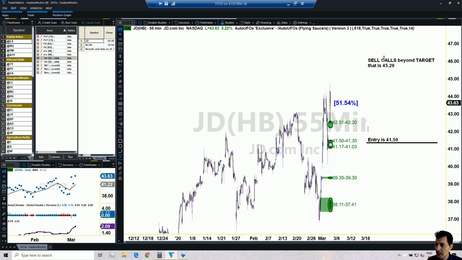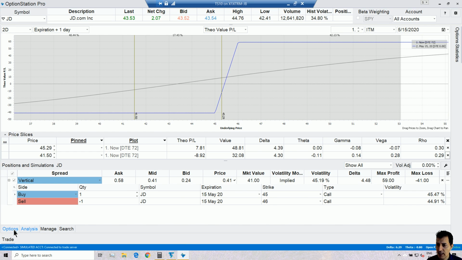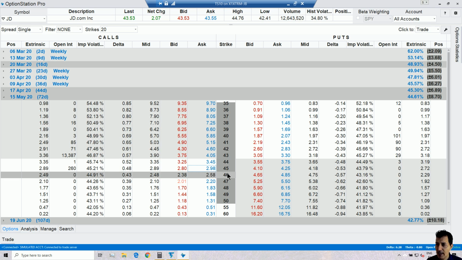So what we're going to be doing is buying calls between entry and target. These are the rules that we've been using, and we always start focusing on the target first. Therefore, let's say we had the 46 calls available. That could be a good starting point. So let's take a look at what's available on the chain. And we do have 46, so we'll start with 46.